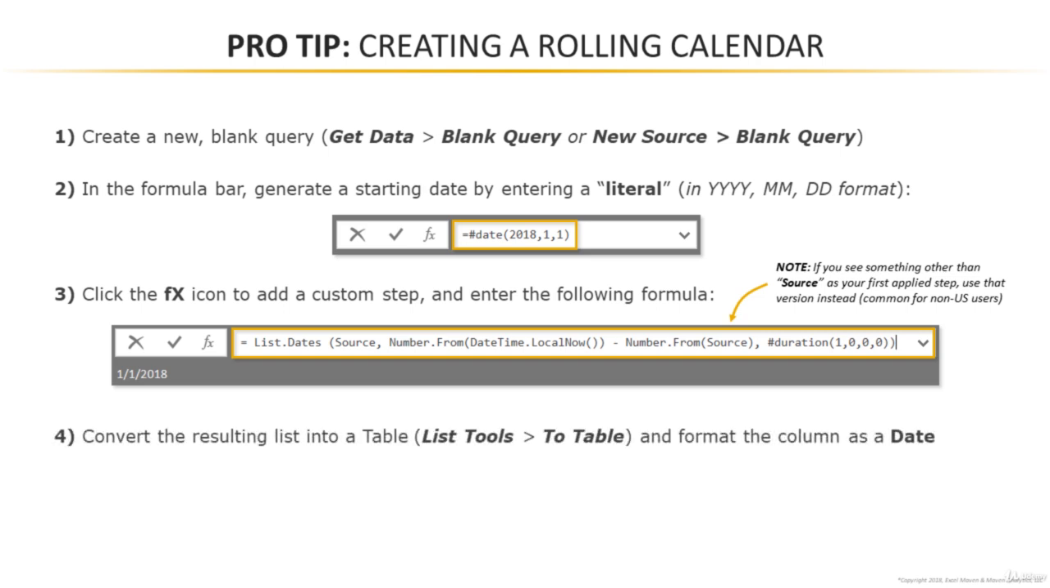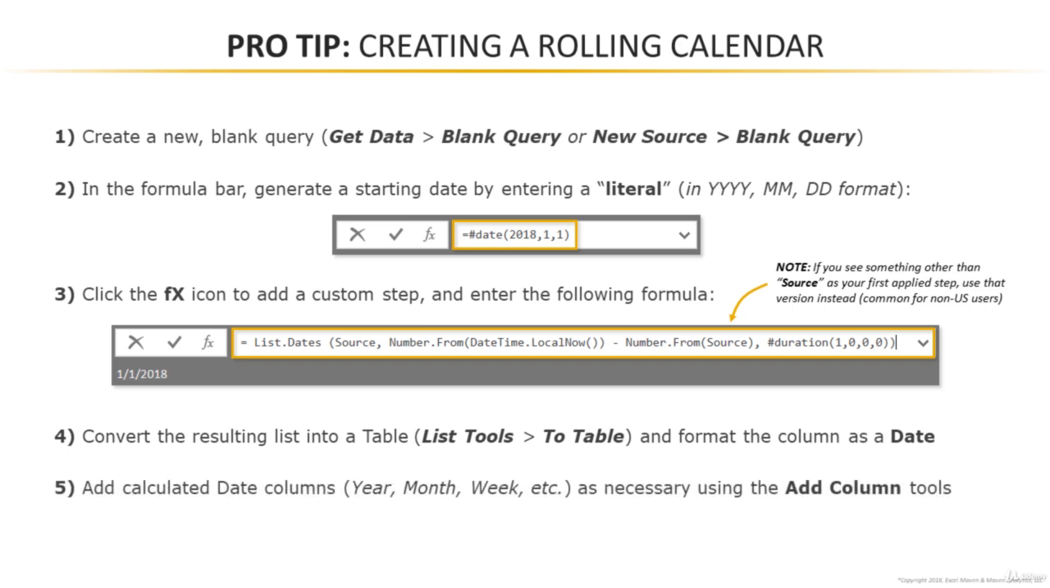So once you've added that formula, a list will populate in the query editor, and then we're going to convert that list into a table, and then we'll format that column as a date. Last but not least, if you want to, you can add some more calculated date columns, just like we showed with our last example. You can add years, months, week, whatever you need using those add column options, but it's really as simple as that. So let's hop into Power BI. I'm going to write out this formula, and I'll show you exactly how it works.